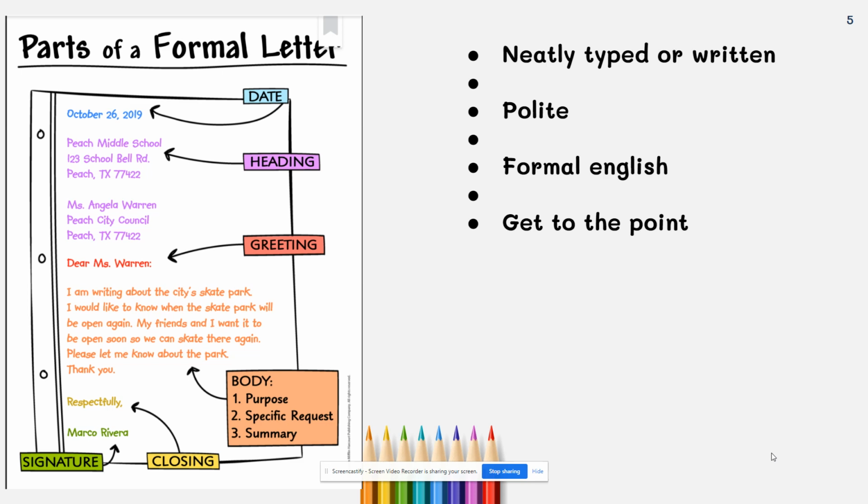A formal letter uses a student's school address and is typed or written neatly with all 6 parts aligned on the left-hand side of the page. It is shown right here. Notice there are no indentations. The letter should be polite, use formal English, and get to the point.